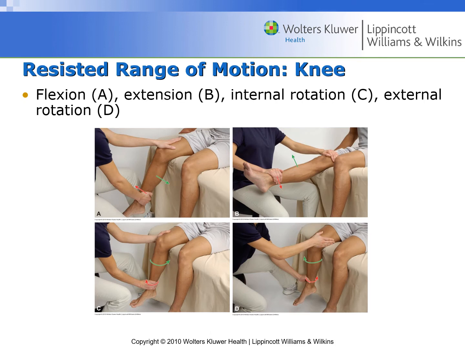Now let's consider resisted range of motion of the knee. In illustration A, we see resisted flexion of the knee. In illustration B, we see resisted extension of the knee. In illustration C, we see resisted internal rotation of the knee. And in illustration D, we see resisted external rotation of the knee.